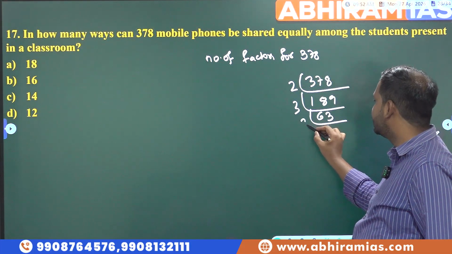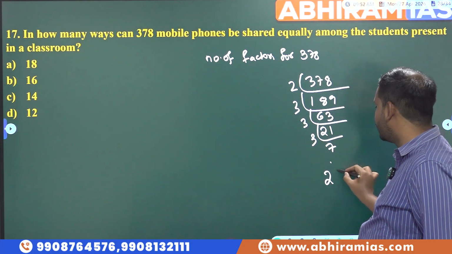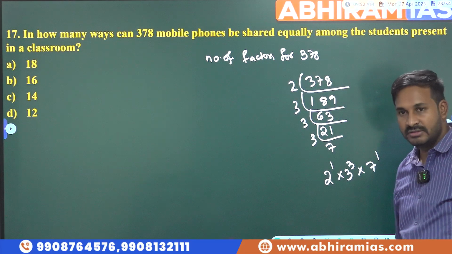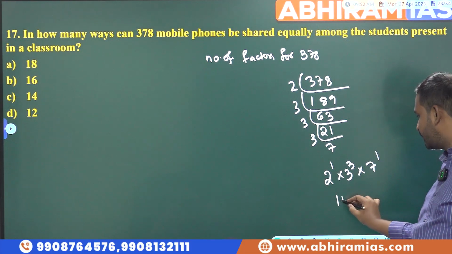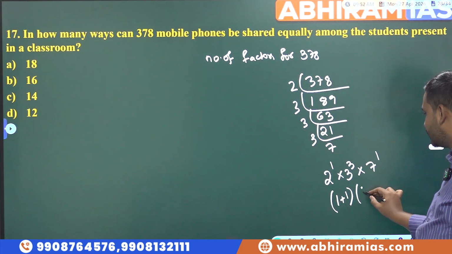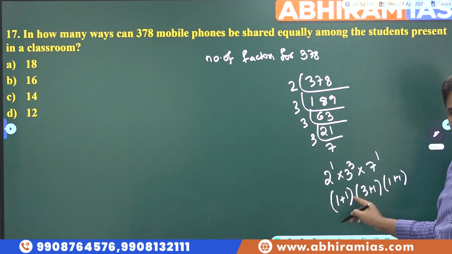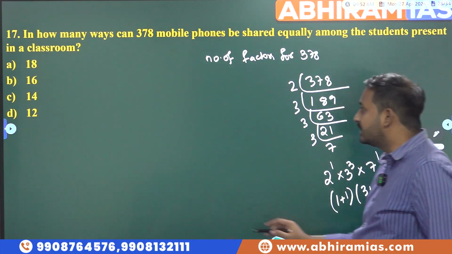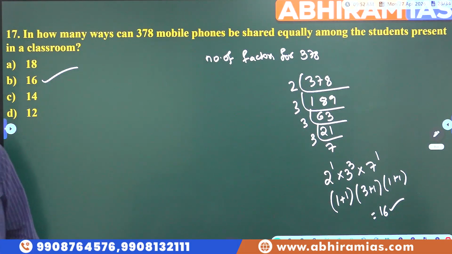Right? 3, 21. 3 sevens. That means 2 to the power of 1 into 3 cube into 7 to the power of 1. So what will you do? Add 1 to the powers and multiply them. So 1 plus 1 into 3 plus 1 into 1 plus 1. 1 plus 1 is 2. 2 4s are 8. 8 2s are 16. So I can divide them in how many ways? 16 ways.